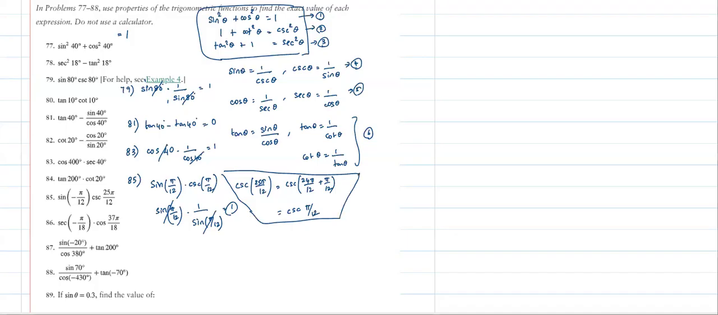That takes us to 87, and 87 is sine of negative 20, which is negative sine of 20 degrees. Cosine of 380 is the same as cosine 20. Plus tan of 200 is also tan of 20 because the period for tangent is 180 degrees. Now sine over cosine is tangent. So you have tangent 20 plus tangent 20, which is 2 times tangent 20 degrees.